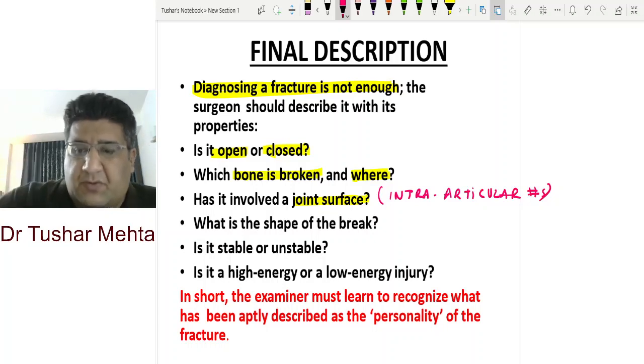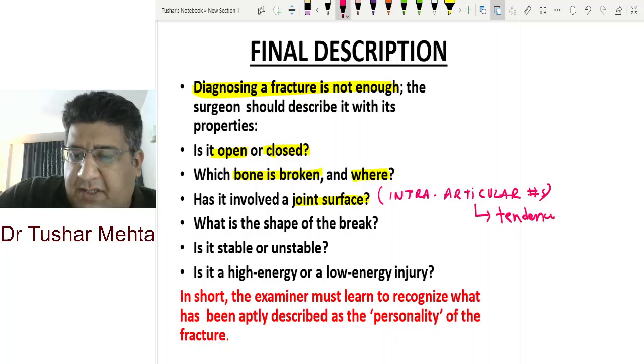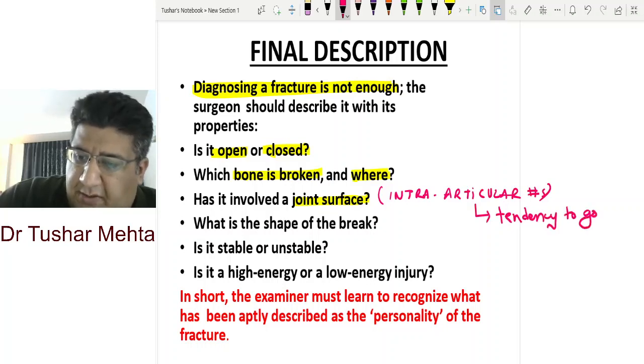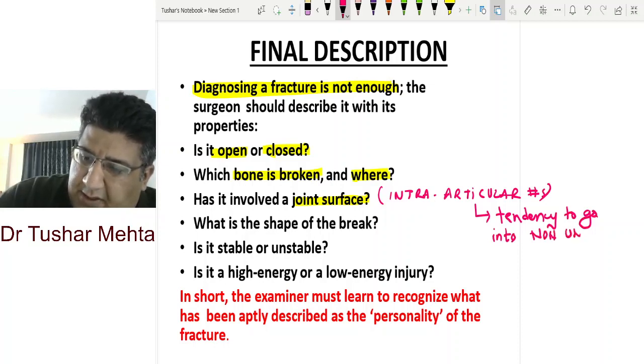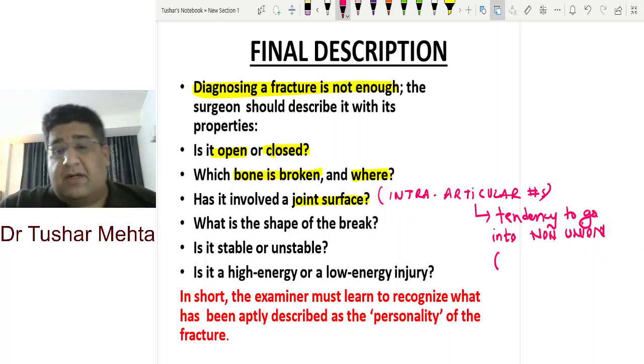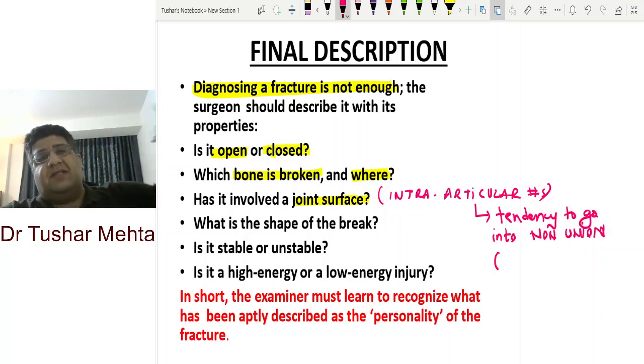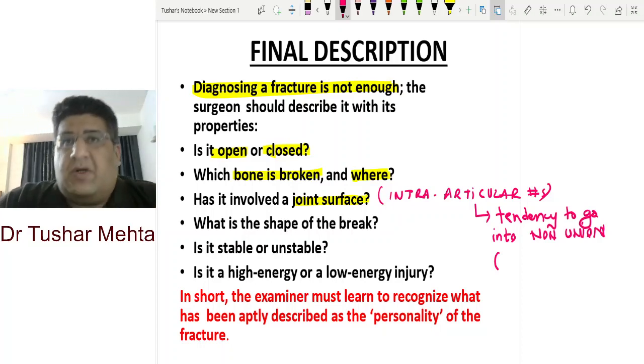What is the biggest issue with an intra-articular fracture? These intra-articular fractures have a tendency to go into non-union. Why? Understand, intra-articular fracture means that the fracture is extending into the joint. What is there inside the joint? I'm asking you all a question. What is there inside the joint?